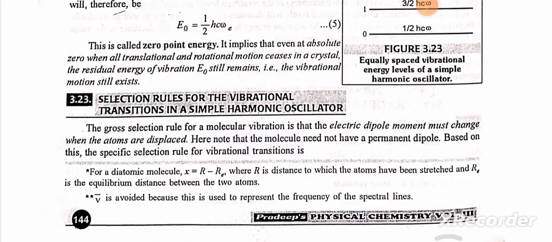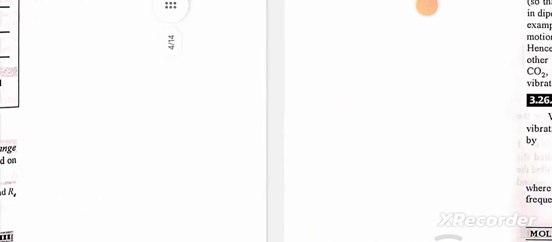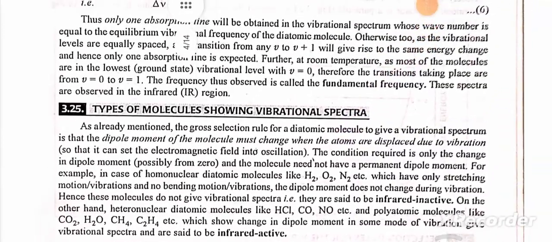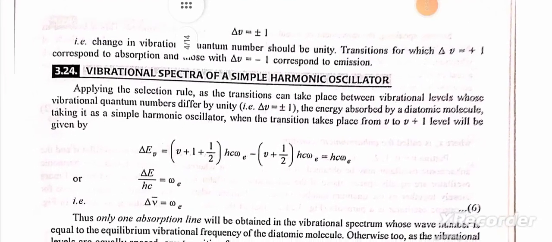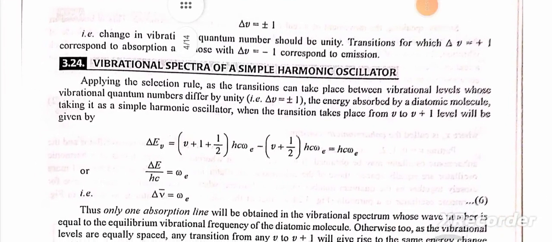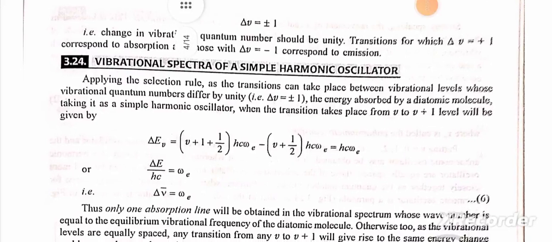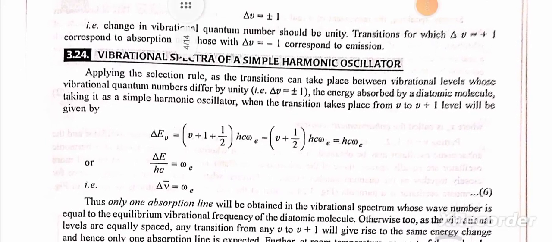Now the selection rules for the vibrational transitions in a simple harmonic oscillator. The gross selection rule for a molecular vibration is that the electric dipole moment must change when the atoms are displaced. Here, note that the molecule need not have a permanent dipole. Based on this, the specific selection rule for the vibrational transitions is that the change in the vibrational quantum number should be unity. Transitions for which delta v equals +1 correspond to absorption, and those with delta v equals -1 correspond to emission.